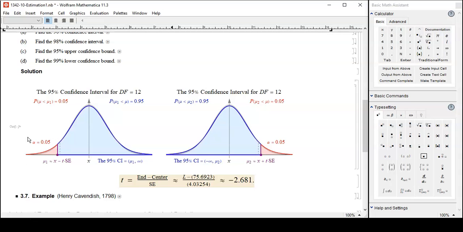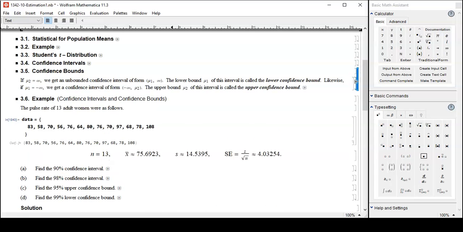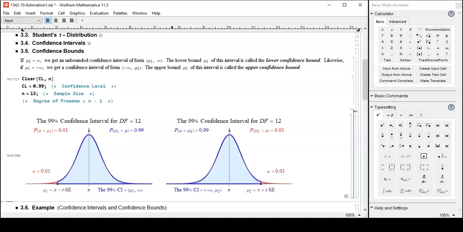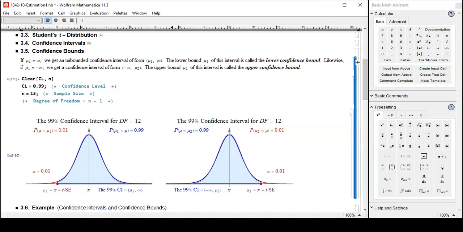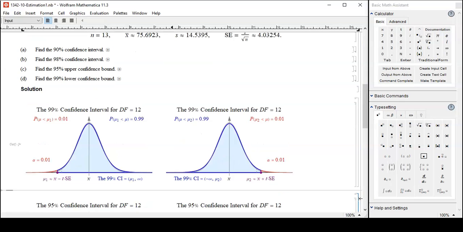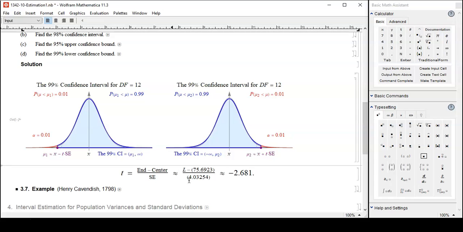Again, why do I have negative? Because I'm looking for the left-hand side endpoint. As a matter of fact, this is 99%. So I should have run 99% probably previously.